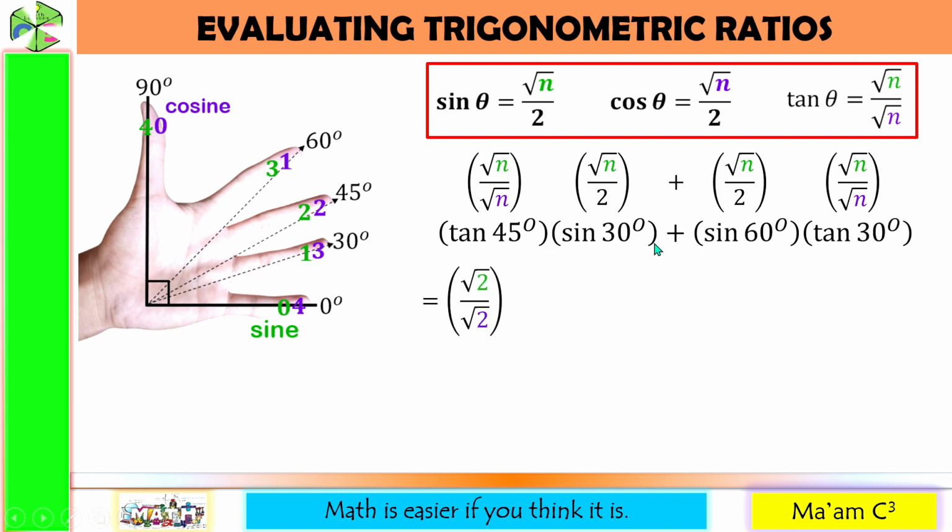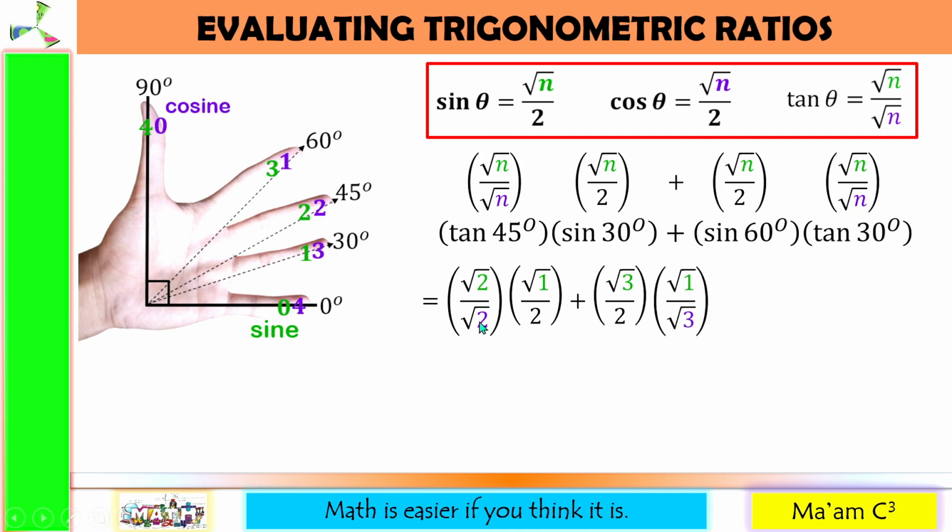Next one, sine 30 degrees. So here is 30 degrees. Sine is a square root of green n, and the green number here is 1. So square root of 1 over 2. Then we have here sine 60 degrees. Here is 60 degrees. Sine, so again, is square root of green number. The green number assigned to 60 degrees is 3. So we have a square root of 3 over 2. And last one, 30 degrees. So we have here the square root of 1 divided by the square root of 3.